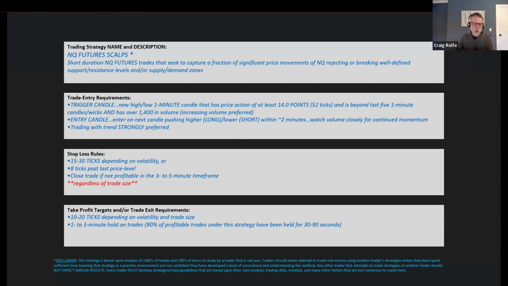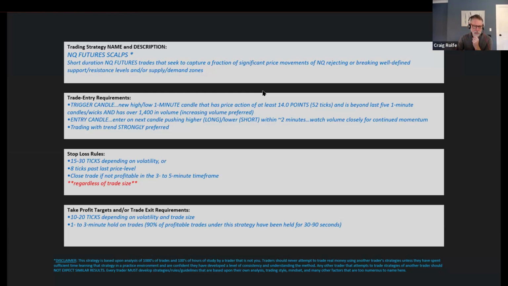Okay, notice the disclaimer I put down here at the bottom, and this is no joke. This strategy is based upon analysis of thousands of trades and hundreds of hours of study by a trader that is not you. Traders should never attempt to trade real money using another trader's strategies unless they've spent sufficient time learning that strategy in a practice environment and are confident that they have developed a level of consistency and understanding of the method. Any other trader that attempts to trade strategies of another trader should not expect similar results.